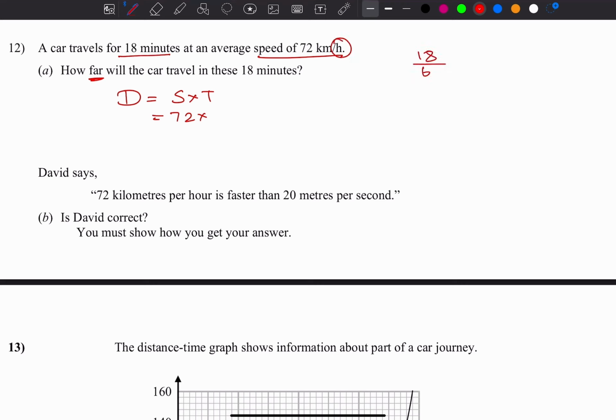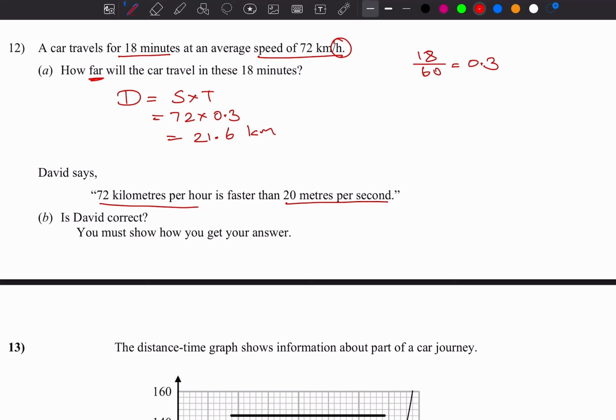18 divided by 60 to make it into an hour, which is 0.3. Okay, times it by 0.3 then. 72 times 0.3, which is just going to give you 200 and, sorry, no, that's times it by 3. 216 divided by 10, which is 21.6 kilometers. Good.